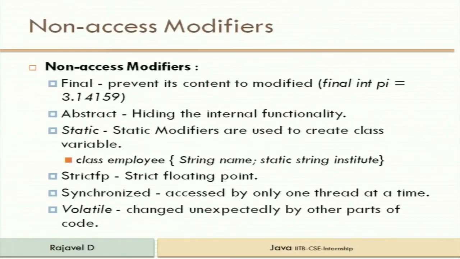So these are the keywords which cannot be changed. Few keywords are available. These are non-access modifiers. Final is final. You cannot change it. You cannot change the value of a variable. You set it as final and nobody can change it. Even if you write final pi is equal to something again, it will throw you an error. You cannot redefine a variable.